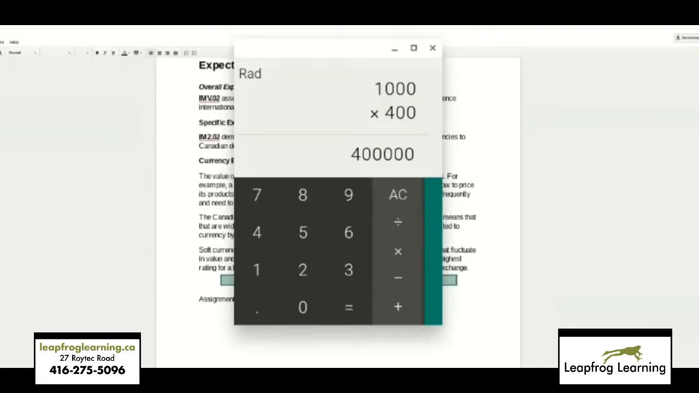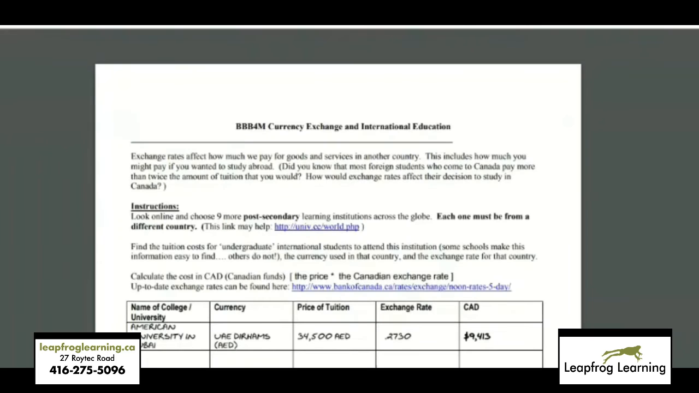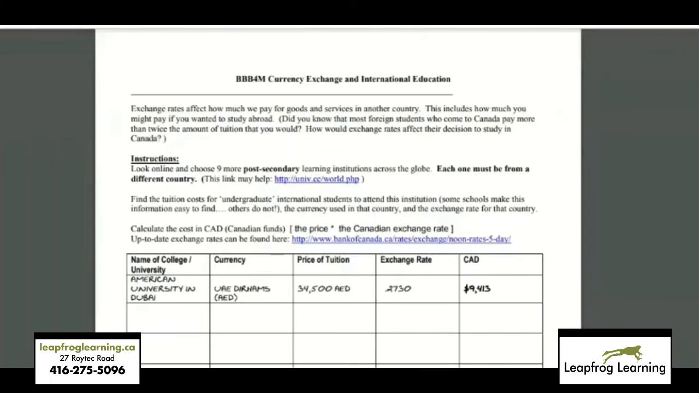So let's take a look at this assignment now. Exchange rates affect how much we pay for goods and services. It also will affect how much you want to pay if you want to study abroad. Did you know foreign students who come to Canada pay about twice the amount of money that native Canadian students do? Their decision may actually be affected by currency rates. I've seen this as an educator. When the Canadian dollar is very high, the number of ESL students who come from other countries is lower because it costs more money to come to Canada. I've also seen it when it's low, and we've seen an influx of students from overseas.